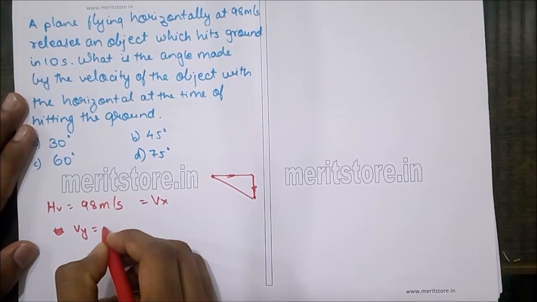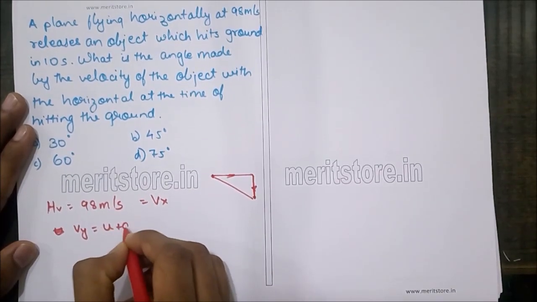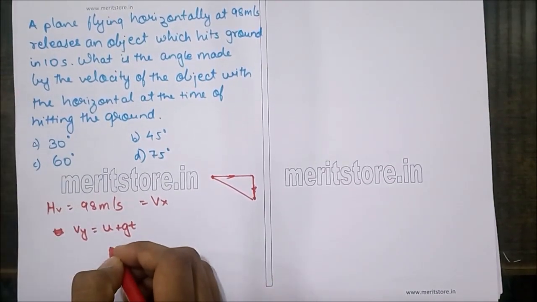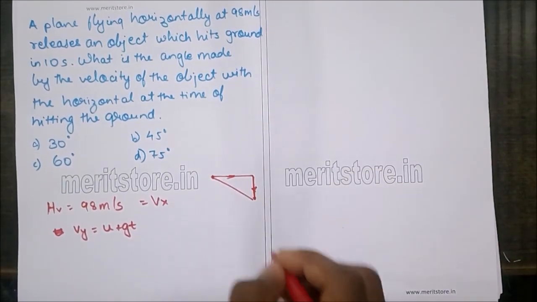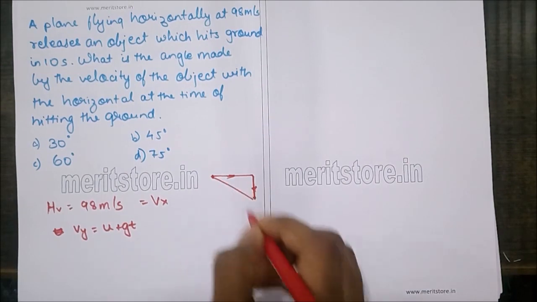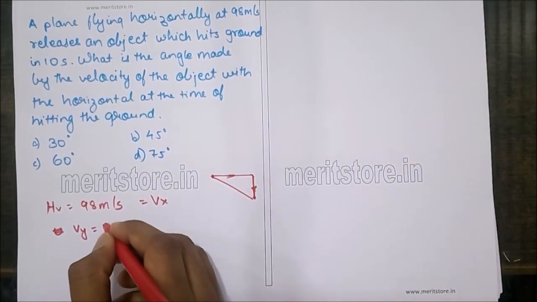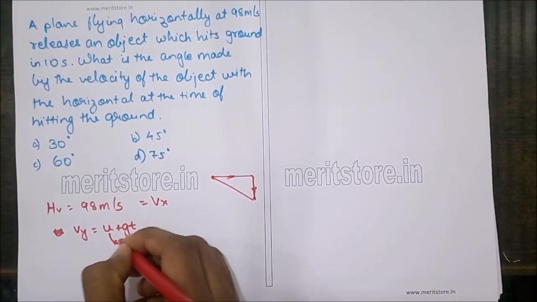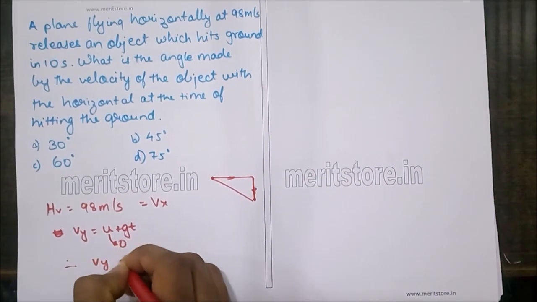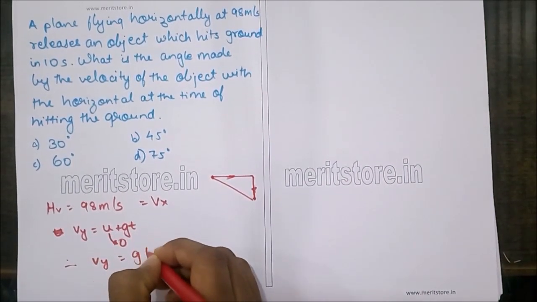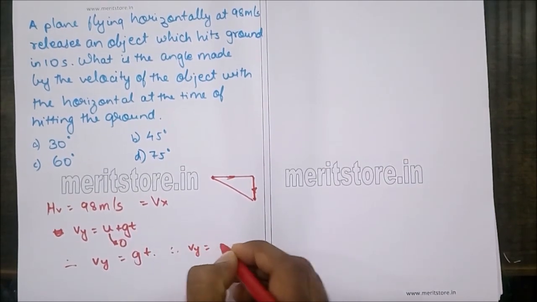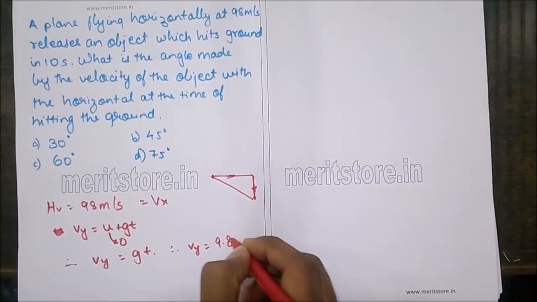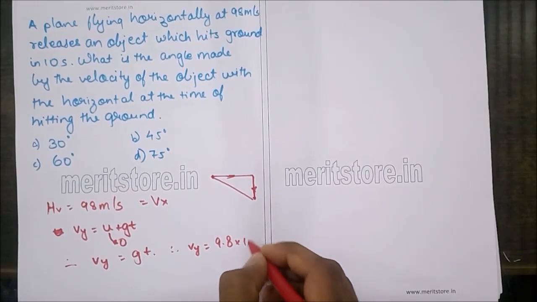Vy is equal to u plus gt. Since the initial velocity of the vertical component is 0, therefore Vy is equal to g times t. So Vy is equal to g, 9.8, into time t, that is 10 seconds.